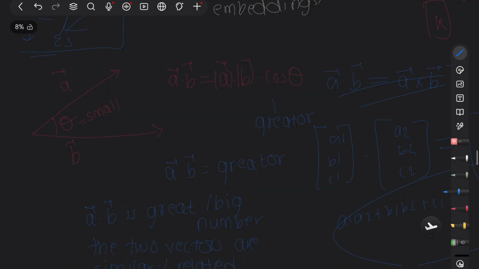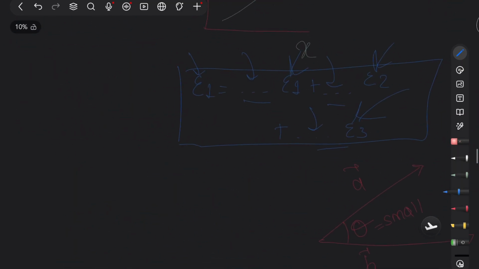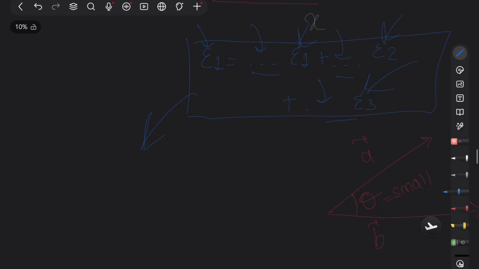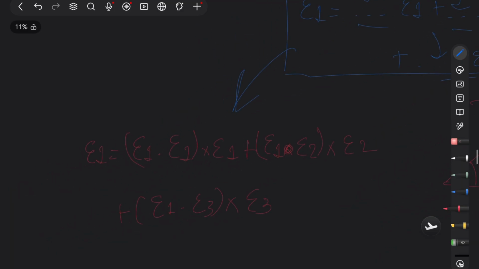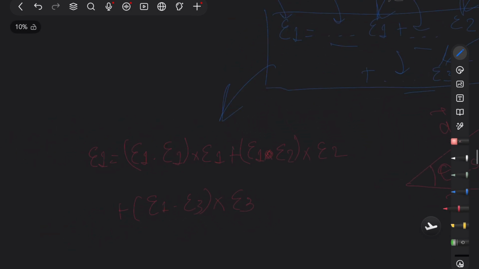It's really simple, right? So let me rewrite this again with mathematical clarity. E1 would be: E1 dot product E1 multiplied by E1, plus E1 dot product E2 multiplied by E2, plus E1 dot product E3 multiplied by E3. You might be confused, right? But it's really simple. Look at this in the example.